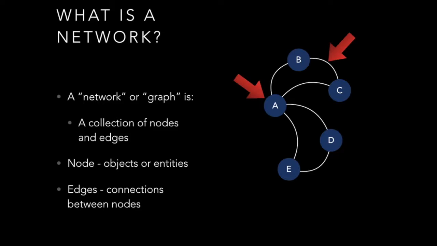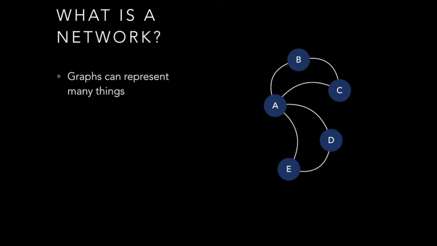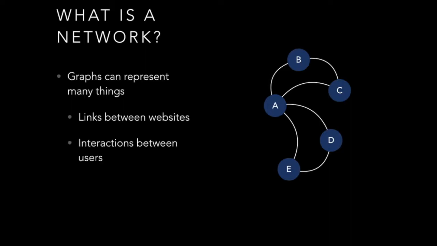In social media, it may be a follows relationship. In this case, B follows C, or maybe C follows B. Or in Facebook, it might be B and C are friends. In the World Wide Web, it may be the websites B and C are linked together because they're in the same domain or owned by the same company, or include hyperlinks to each other. So these kinds of graphs can represent many things, from links between websites to interactions between users.